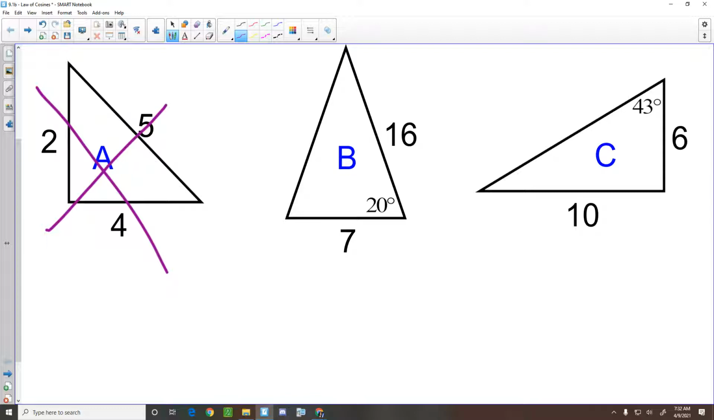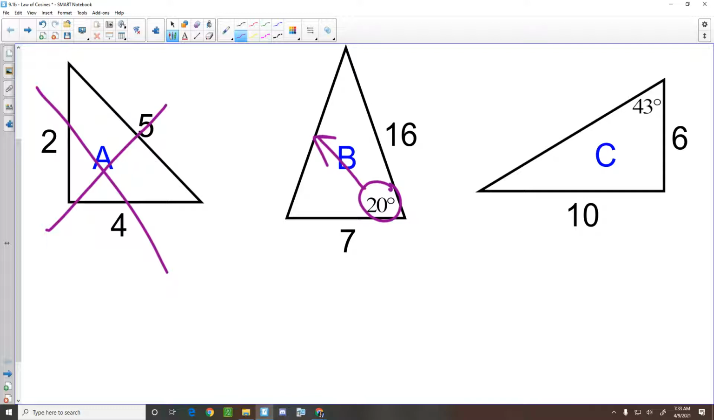All right, how about triangle B? Hey, I've got an angle. Awesome. And I have side lengths. So we can use the law of sines for that one, right? I'm seeing some head shakes. Why can't I use the law of sines? Right. I need that side that's across from it. I've got this angle here, which I need, but I need the side across from it.